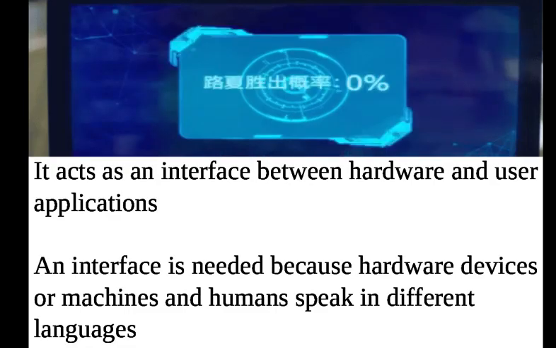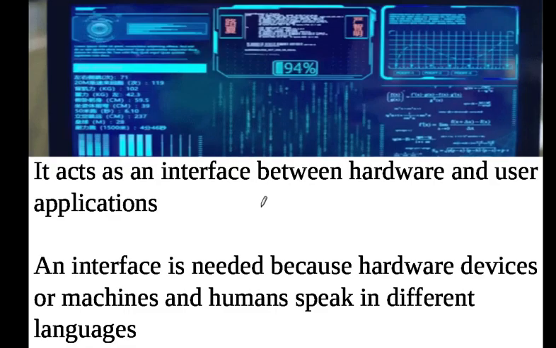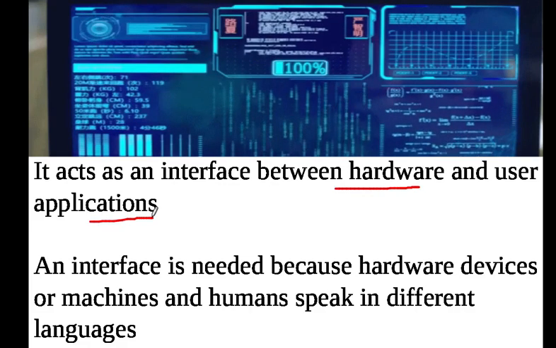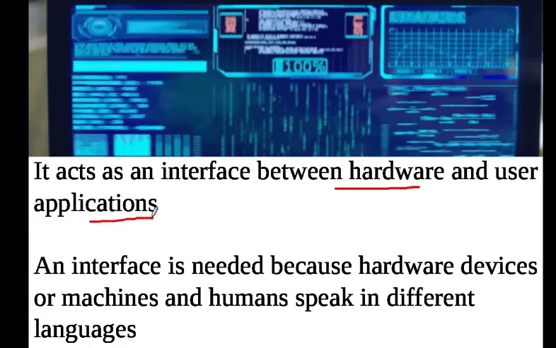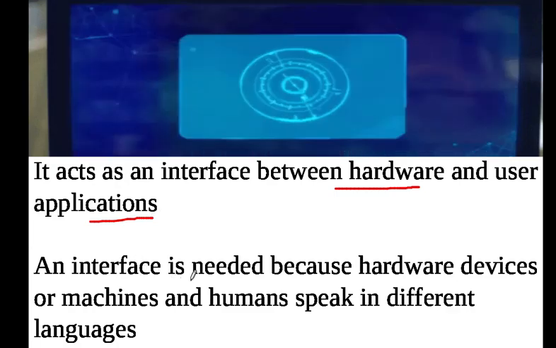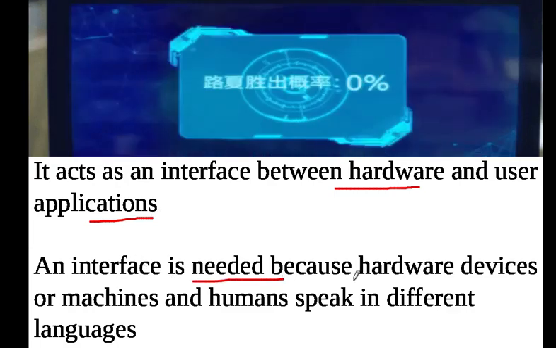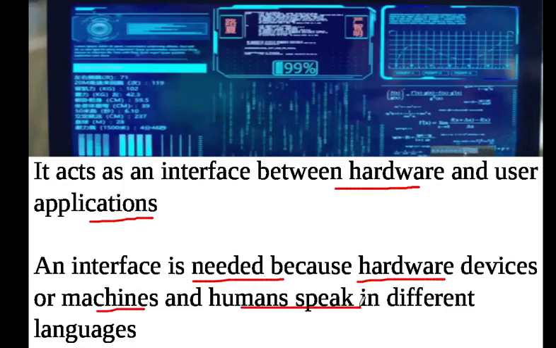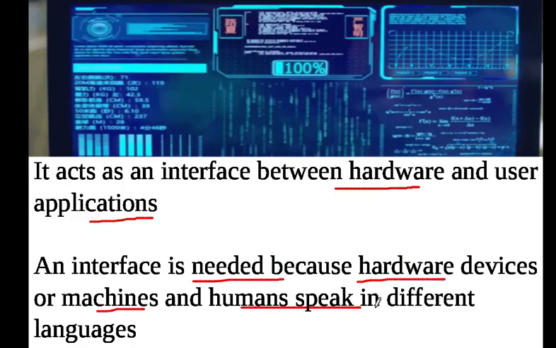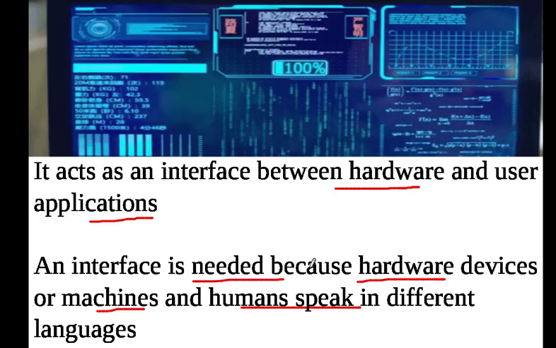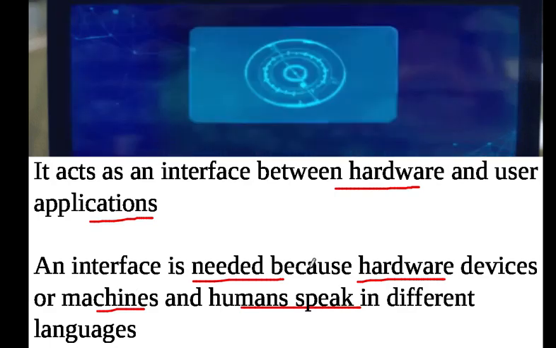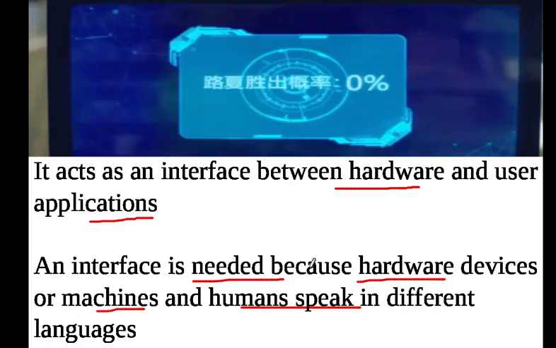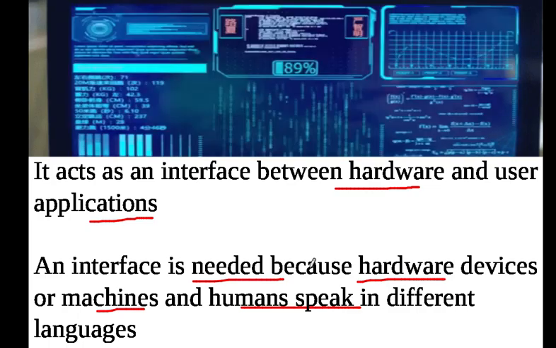It acts as an interface between hardware and user applications. Which one? System software. An interface is needed because hardware devices or machines and humans speak in different languages. It is a translator between computer and user.